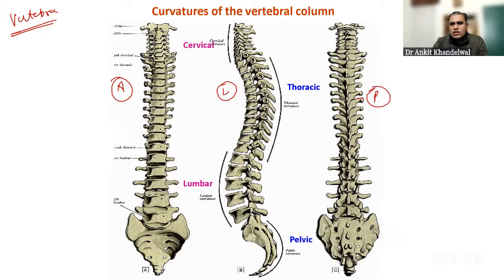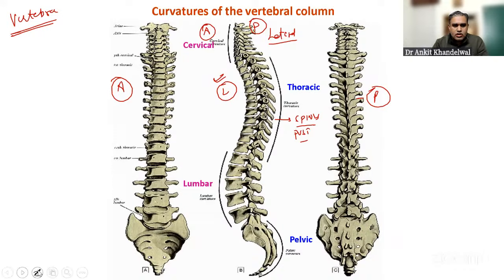The curvatures can only be understood best in the lateral view. So this is the lateral view. In the lateral view, remember that this is the anterior side. This is the posterior side. Why? Because the spines are facing posteriorly. So spines are placed posteriorly.